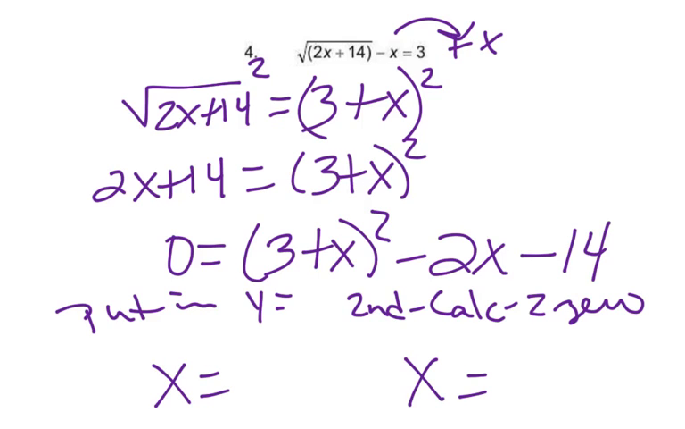So I'm going to go to y equal, and clear out what I have. Open 3 plus x close squared minus 2x minus 14. I'm going to start by looking at my table just in case. And it's going to show up using my table. I'm going to get x equal -5 and x equals 1.